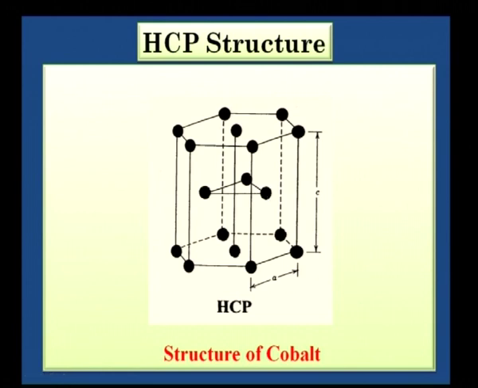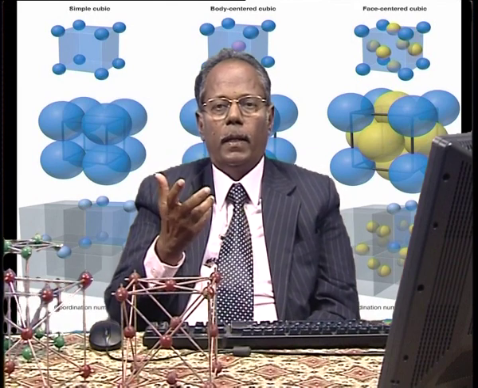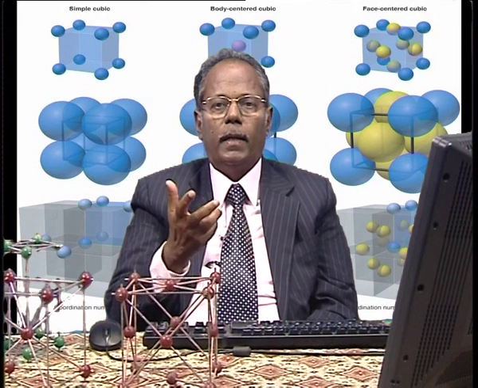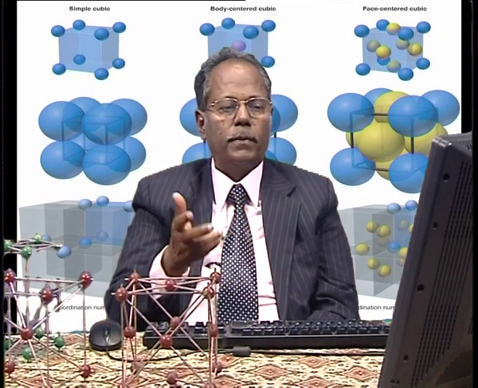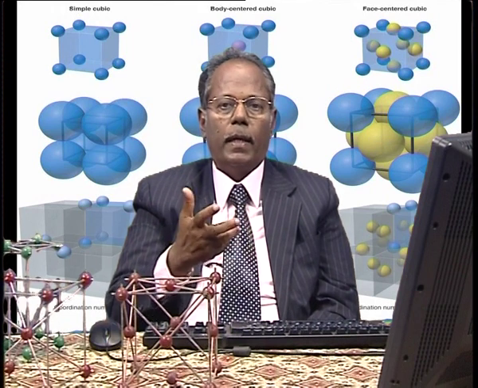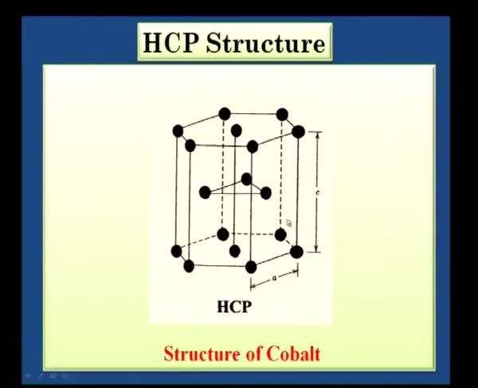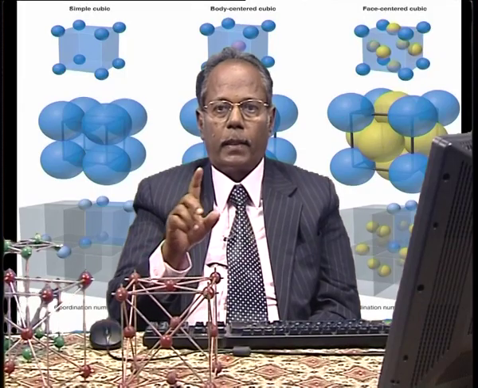That is all I have to talk about this model, using which you can try to understand the HCP structure, that is, a solid like cobalt crystallizing in this structure, and many solids like magnesium, technetium, zinc and cadmium, they are all crystallizing in the HCP, the hexagonal close packed structure.